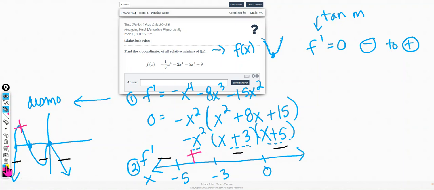Okay, let's see if we can figure out where on this number line we're looking. We're looking for f prime to be 0, so that's all of these spots. And we're looking for it to go from negative to positive. Oh, so that's right here. So that's x equals -5. Let's try that.